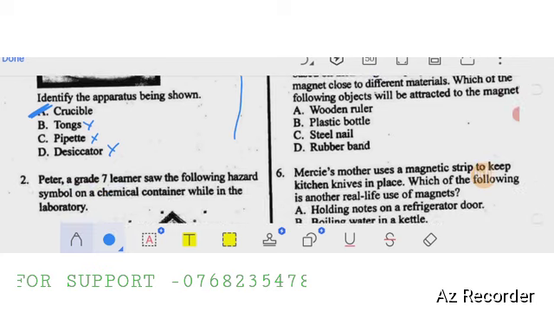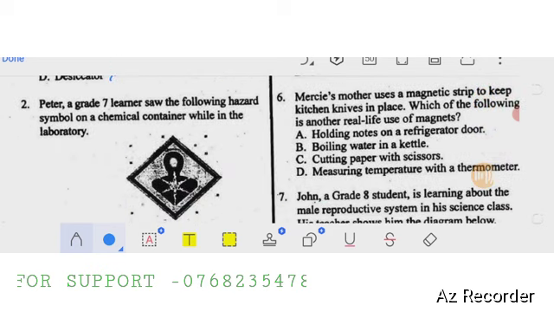So, wood is non-magnetic, plastic is non-magnetic, and rubber is non-magnetic. So eventually steel will be attracted to a magnet. Materials that are attracted to a magnet are called magnetic materials, e.g. steel, iron, cobalt, chromium, among many others, while materials that are not attracted to a magnet are called non-magnetic materials, e.g. wood, plastic, rubber, given there.